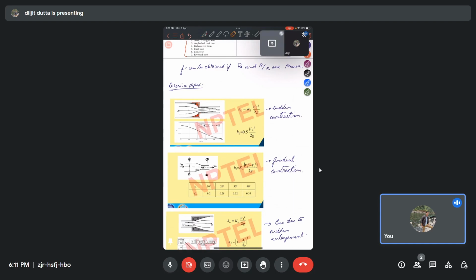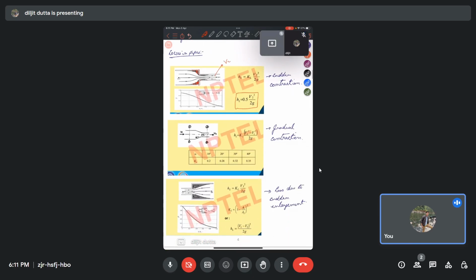And so the head loss that is taking place from section 1 to section 2 is given by this formula. It is 0.5 v2 squared by 2g, where v2 is the velocity in the subsequent section, that is, after contraction.